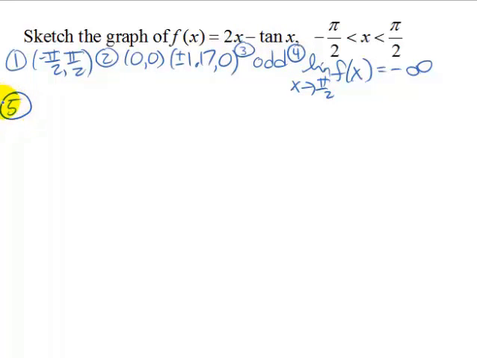So we're on step 5, and that is to determine where this is increasing and decreasing. We're going to look at the derivative of this function. The derivative of 2x is 2, minus the derivative of tangent, which is secant squared x. We are interested in figuring out where this derivative is undefined or 0. Secant is 1 over cosine x, so it would be undefined wherever cosine was 0, but cosine is 0 at pi over 2 and negative pi over 2, which are not inside of the interval. So this derivative won't be undefined anywhere inside of the interval.